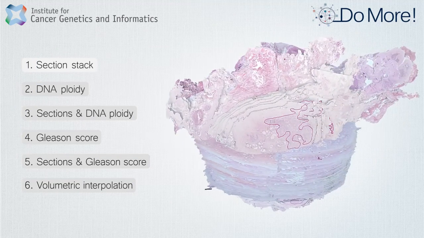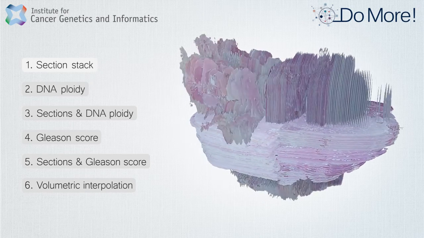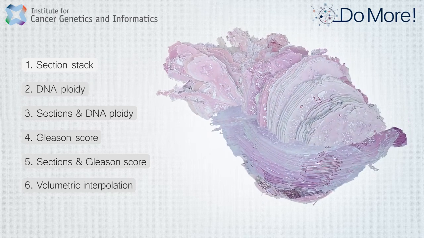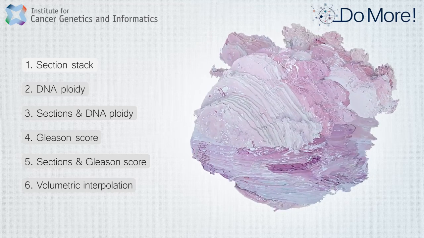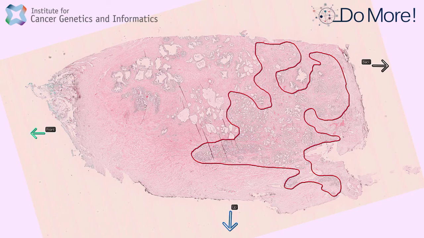There are 6 sequences to choose from in this model. The first is the section stack. This shows all of the sections configured into spatial context. Swipe the graphics to rotate and click on a section of interest to see the original image.